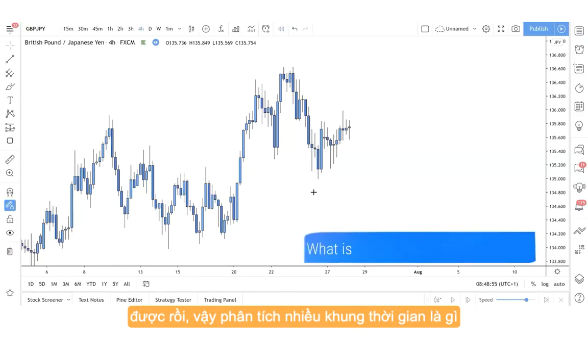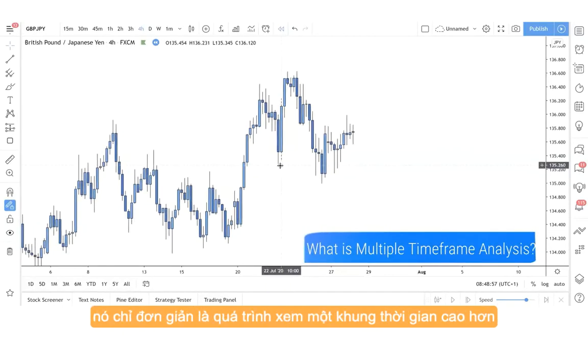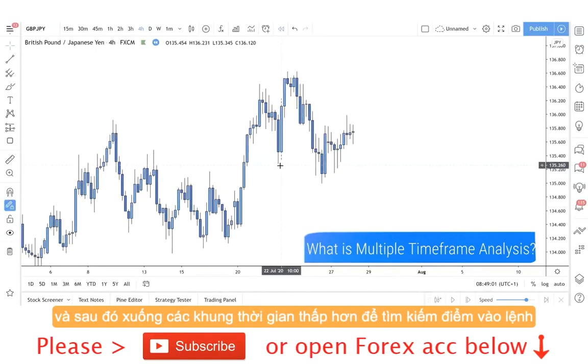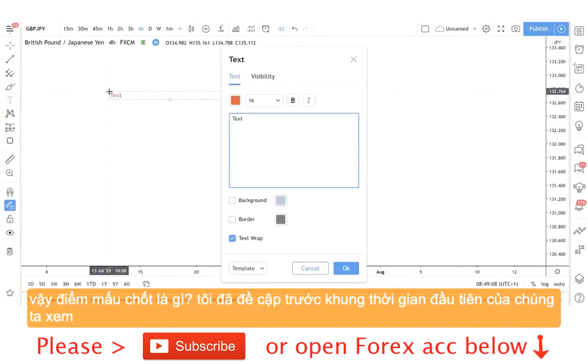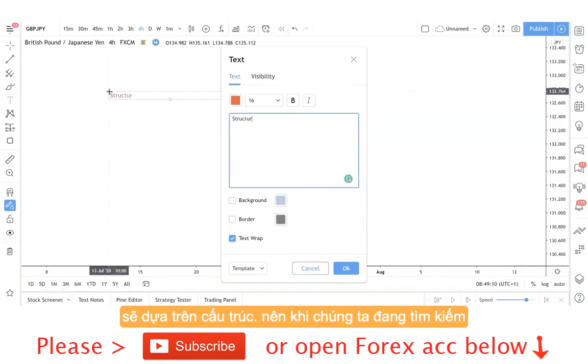Okay, so what is multiple time frame analysis? Well, it's simply the process of going through a higher time frame and then scaling down to the lower time frames to look for an entry. So what's the point in this? Well, I've mentioned it before. Our first time frame is going to be based on structure.